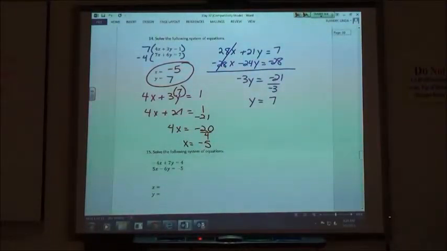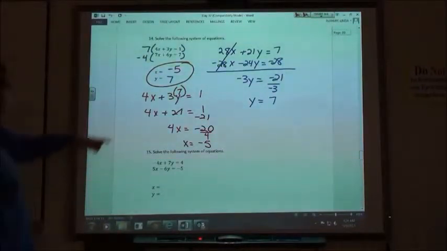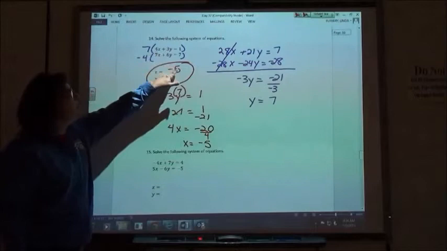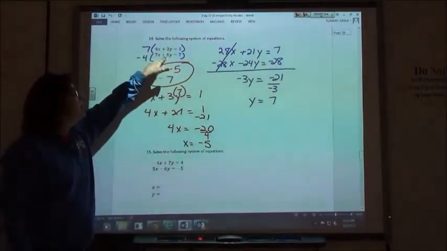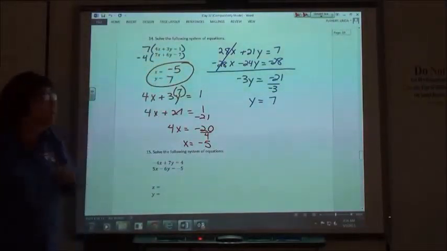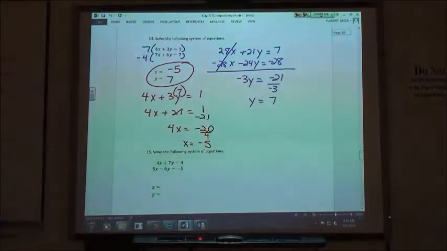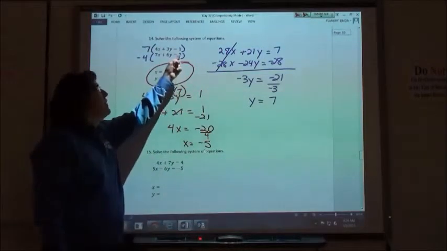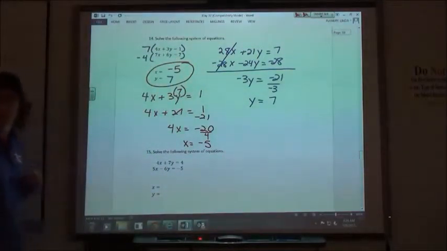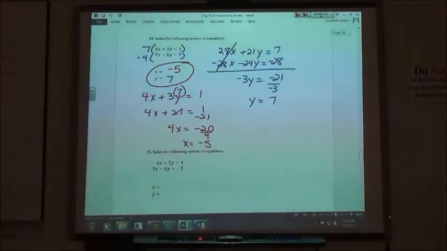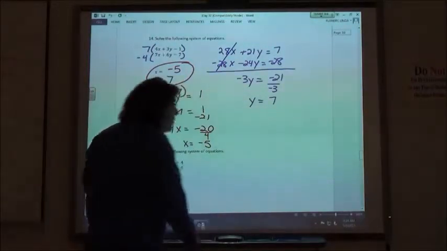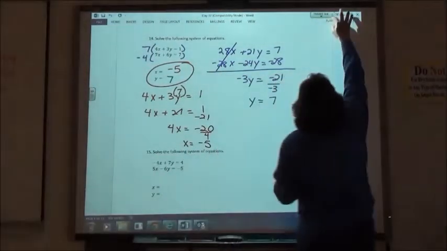So if we want to check it quick, grab your calculator. You would do the second equation and you'd say 7 times negative 5 plus 6 times 7. That gives you 7. Yep, that checks out. That way if you do miss a sign, you'll go, oh, something's wrong.